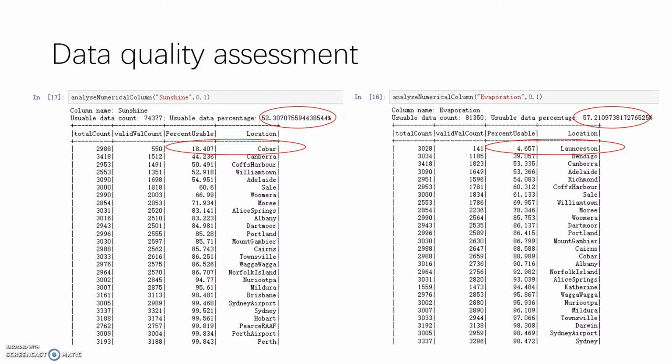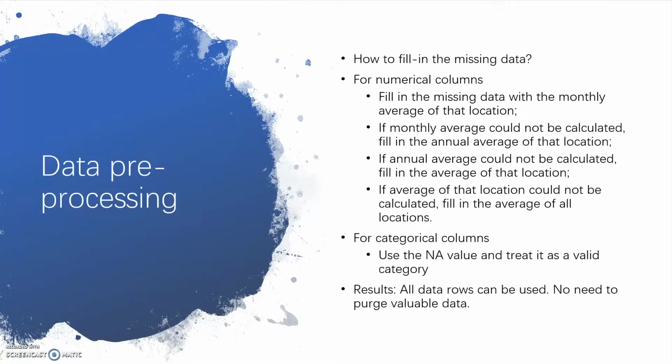As for the whole dataset, less than 50% of the rows have all the data present. Many of the variable data would be lost if only the rows with all data present are used for prediction. As a result, most of the data preprocessing work is about filling in the missing data.